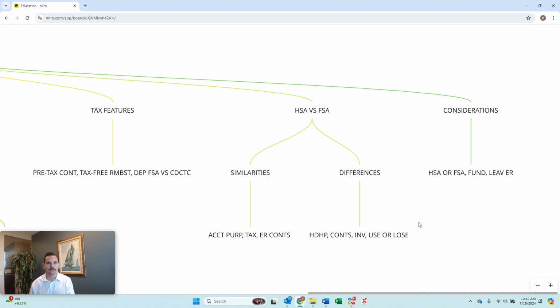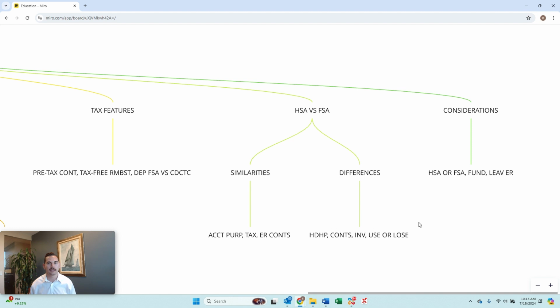And then we talked about the funding a little bit, but with FSAs, considering that use it or lose it provision, you want to try to fund the account to the extent of your anticipated medical or dependent care expenses. And I know this is very hard to try to project, but if you're young and healthy and you maybe only go to the doctor once a year for that annual physical, then it may not be prudent to contribute that full $3,200 to the healthcare FSA. So something to keep in mind.